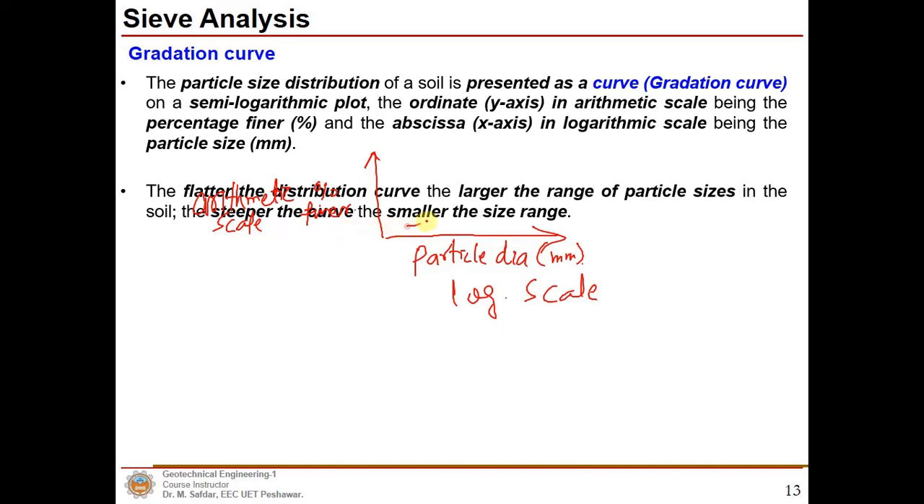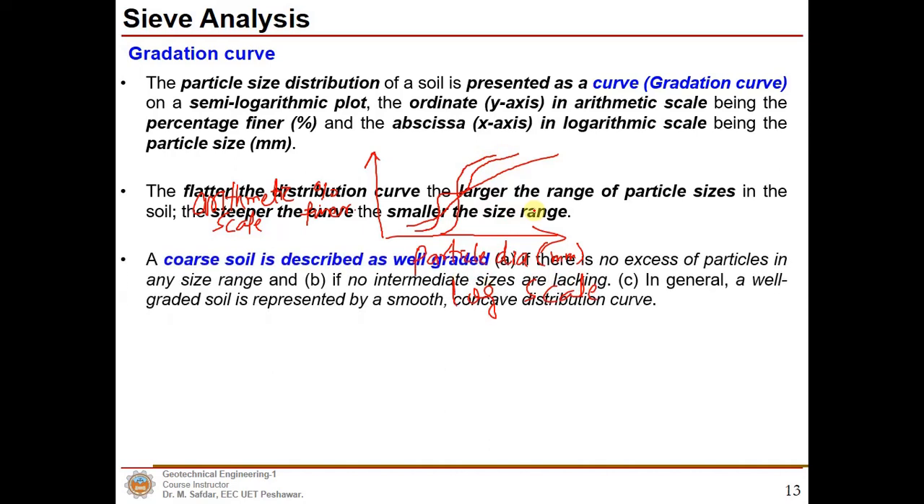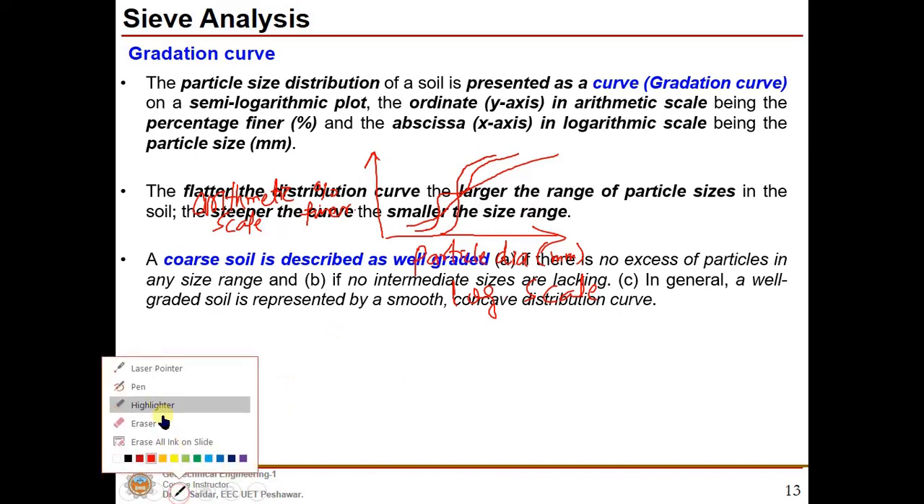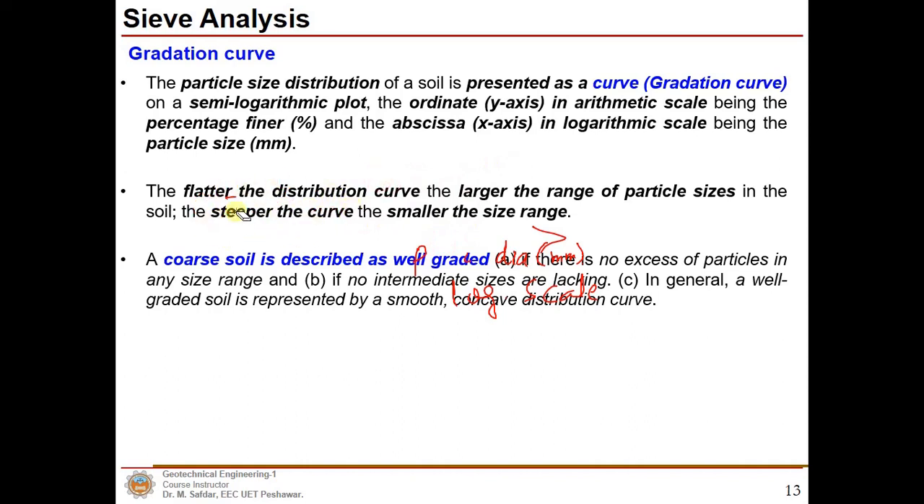Now the flatter the gradation curve, it means that we are having a larger range of particle sizes in this particular soil, and if you are having a steeper curve, it means that a smaller range of particles are present here, and sometimes we are having gap graded condition as well. Now the flatter the distribution of the curve, the larger the range of particle sizes, and the steeper the curve, the smaller the size range.